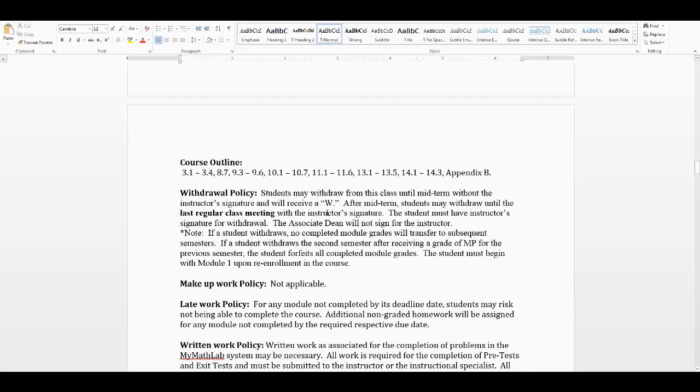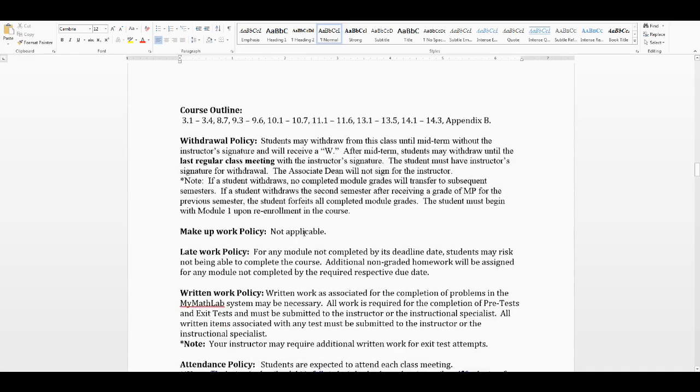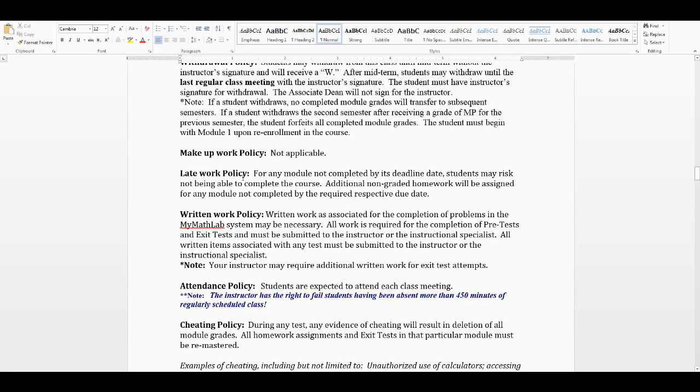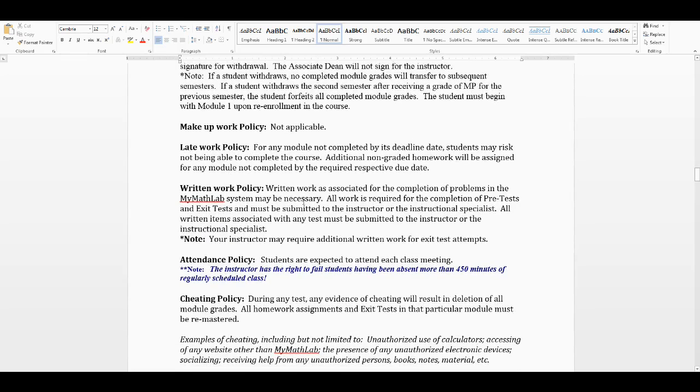Withdrawing, you have until midterm to withdraw without your instructor's signature. After midterm, you will need your instructor's signature, and I believe the last date to withdraw will be August the 3rd. Makeup work, late work, all the assignments will be available all semester. As you take exams, pre-tests, and exit tests, you'll be expected to show your work and to submit that paper.